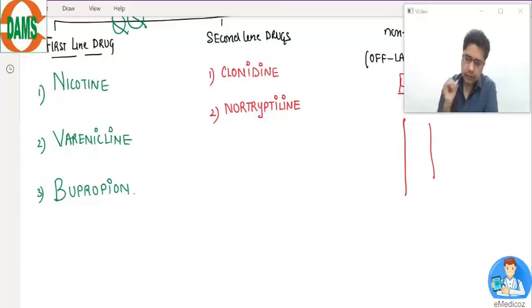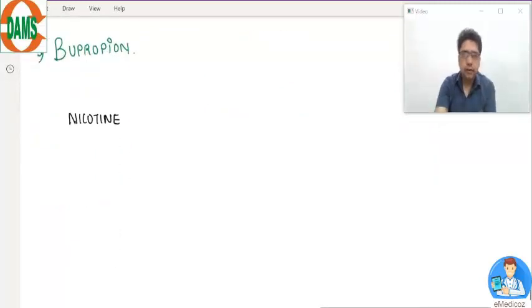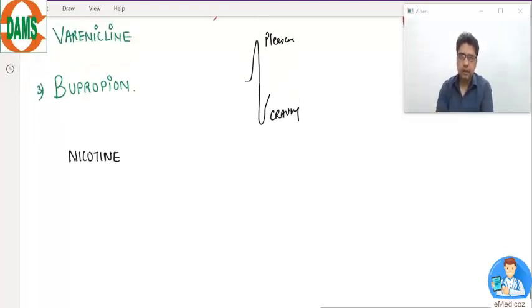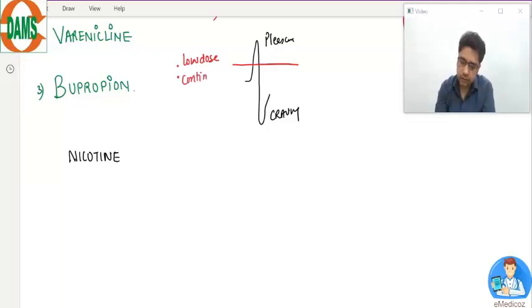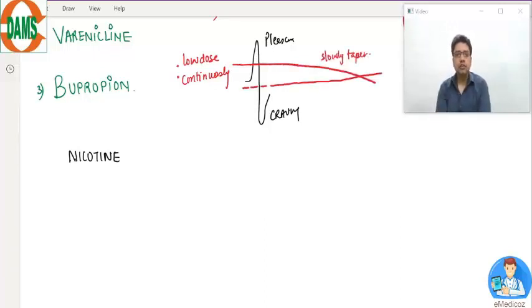Now let's talk about the first drug, nicotine. Nicotine is present in cigarettes. The person was having pleasure, the person was having craving. This cycle was there, don't draw this part. Now, why do we give nicotine? We give nicotine in a very low dose, don't draw this diagram. And we give this nicotine in a continuous fashion, and slowly we will taper off the dose.